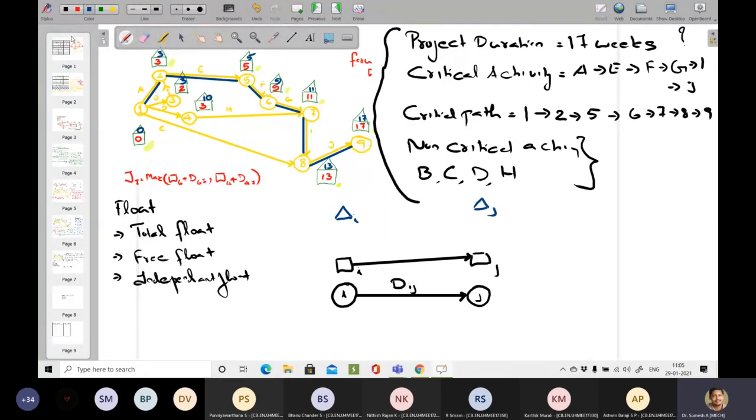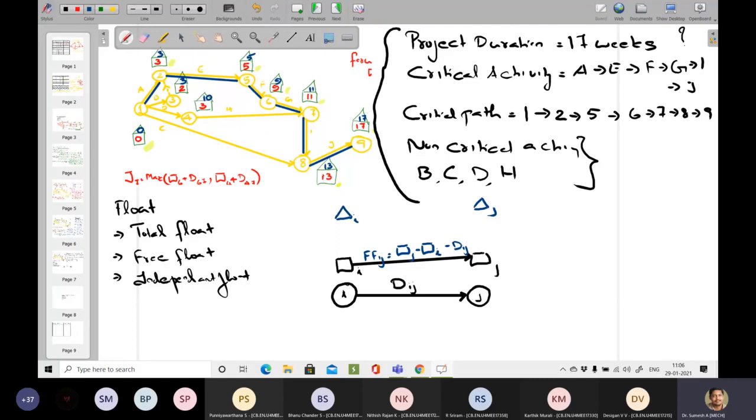So the free float value you will be calculating directly between rectangle I and rectangle J. So the equation will be something like FF I to J will be equal to the larger value, rectangle J, minus the smaller value, rectangle I, minus D I to J. So that is the free float. What it indicates, I'll explain later.